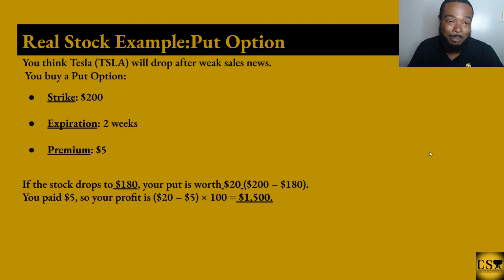So as you see with the puts, strike price $200. That means you got the right to sell Tesla at $200 in value, and when it drops down to 180, you're going to make $20 in premium on each one of those contracts because it dropped down by $20. But you only pay $5 for that. So you got that insurance on it.